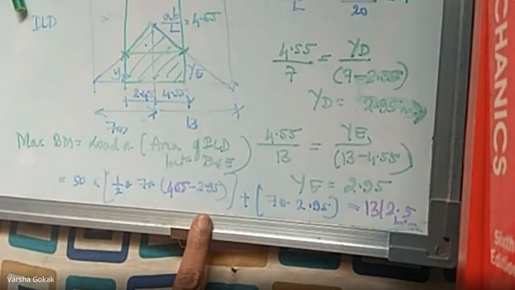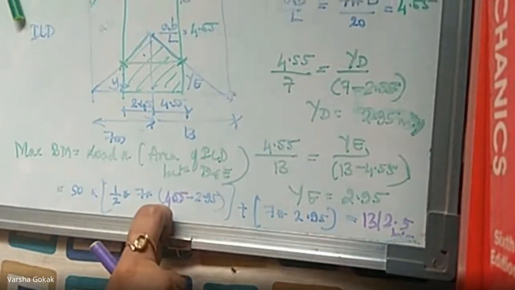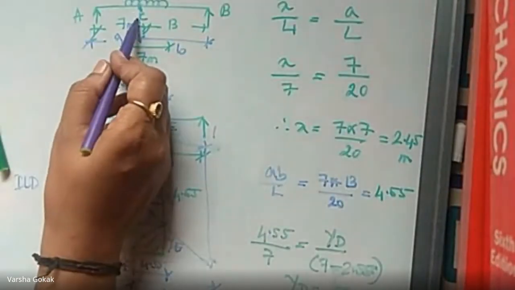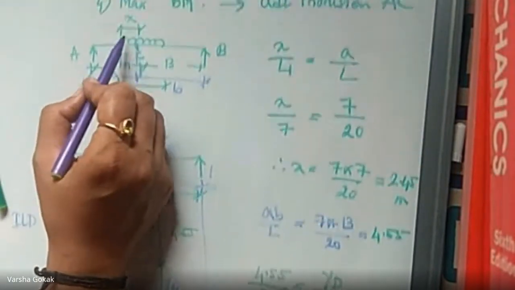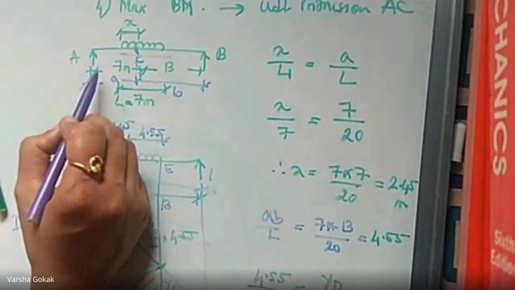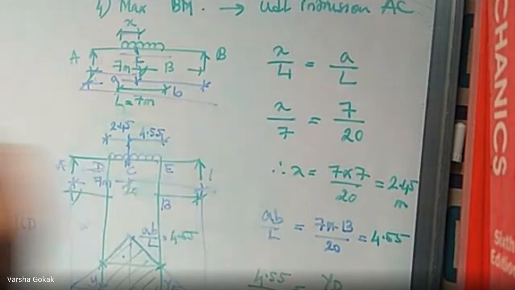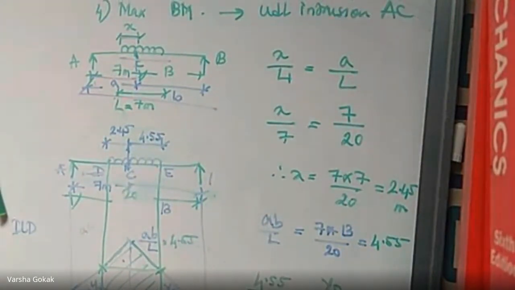1312.5 is the maximum bending moment that we're getting after placing it in this manner, wherein the ratio of x divided by L1 will be equal to A divided by L. Okay. This is for maximum bending moment.